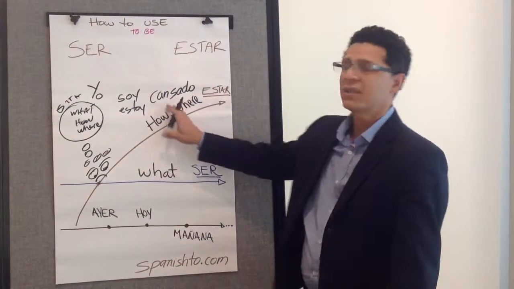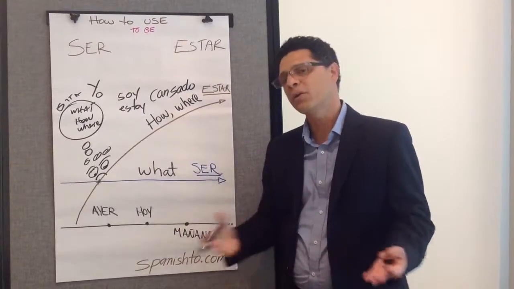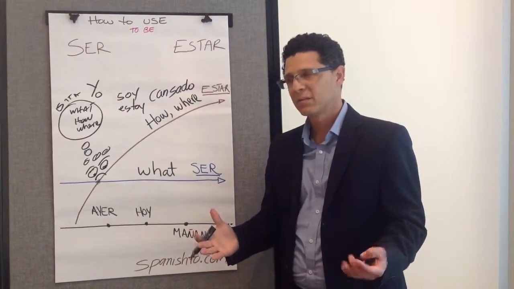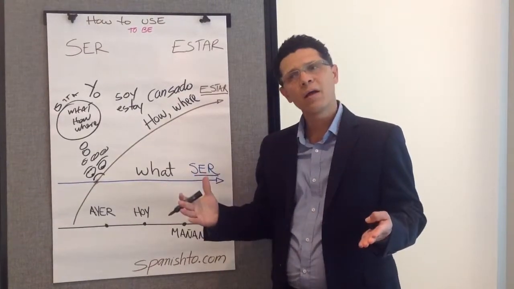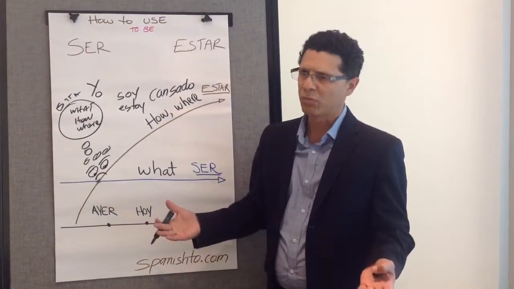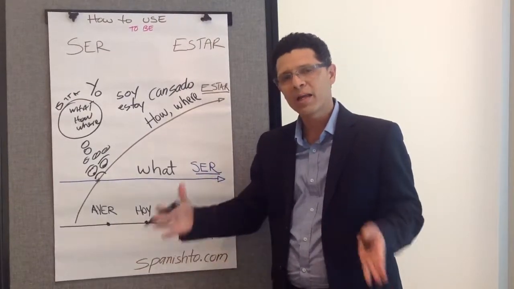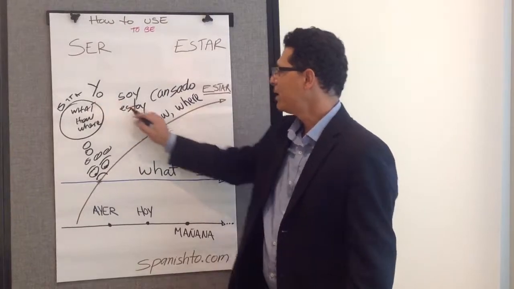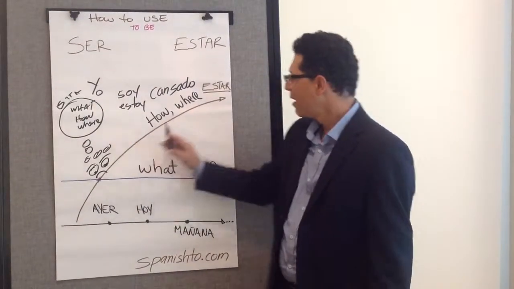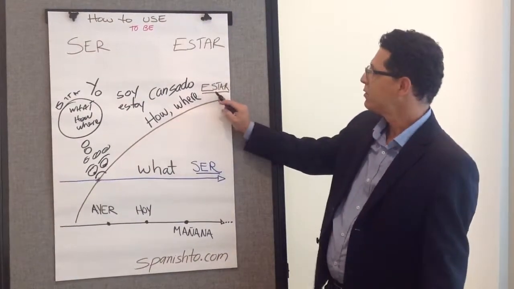Well, if you want to say that you are tired, is it what you are? Are you a tired person? Maybe not. So it's not what you are. Is it where you are? Are you in tired land? No. Is it how you are right now? Yes. So you have to say, yo estoy cansado. So when you have a how, you use estar.